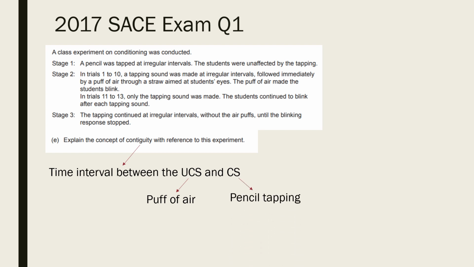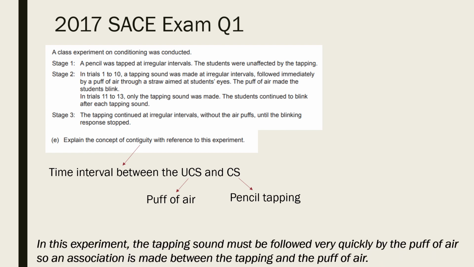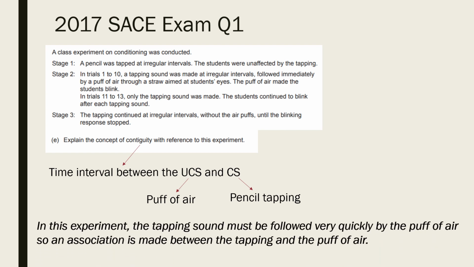Therefore, we could answer this question by explaining how in this experiment, the tapping sound must be followed very quickly by the puff of air, so that an association is made between the tapping and the puff of air. A brief time between these two stimuli increases the strength of the association. Hopefully, this has clarified your understanding of contiguity and contingency in both classical and operant conditioning.